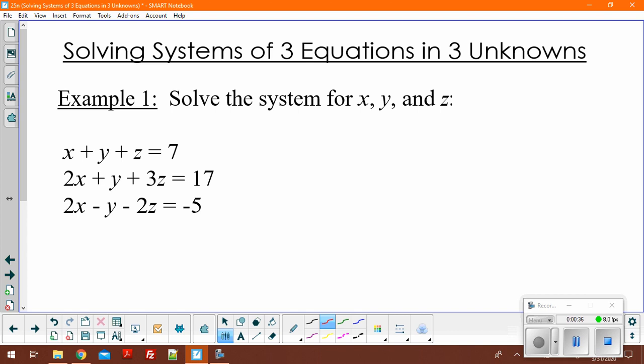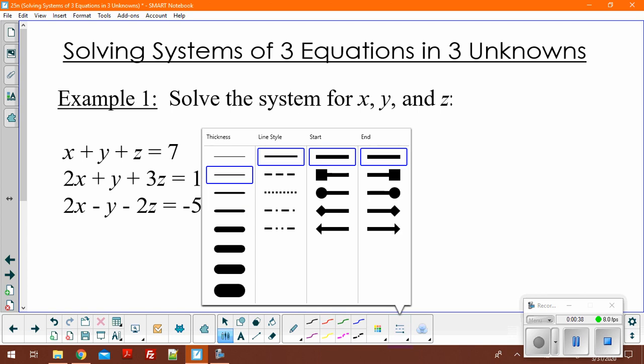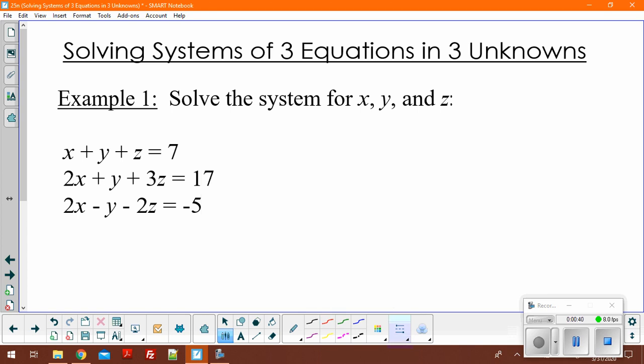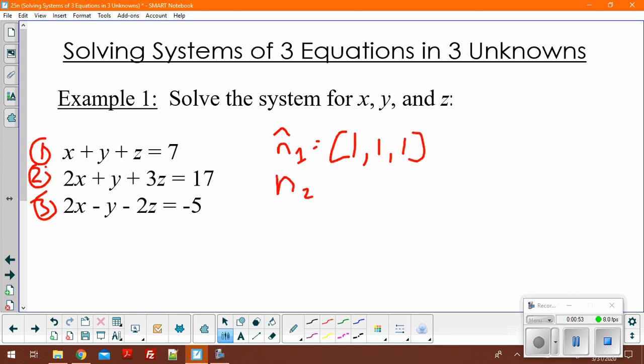So the first thing I'm going to do here is just write out the three normals. If I call this plane 1 and 2 and 3, my first normal is 1, 1, 1. My second normal is 2, 1, 3. And my third normal is 2, negative 1, negative 2.